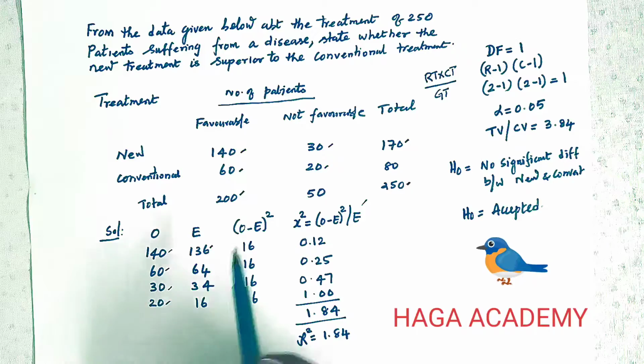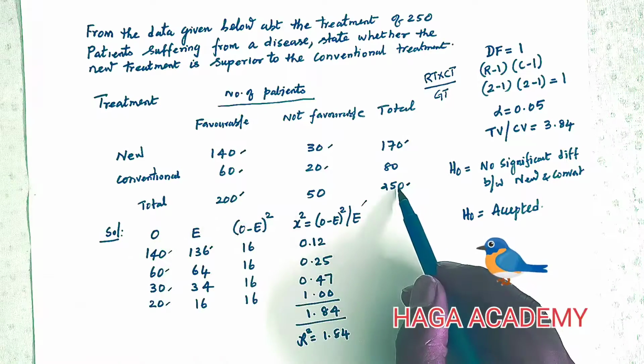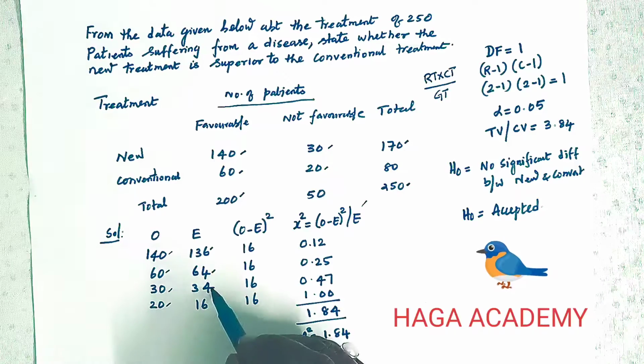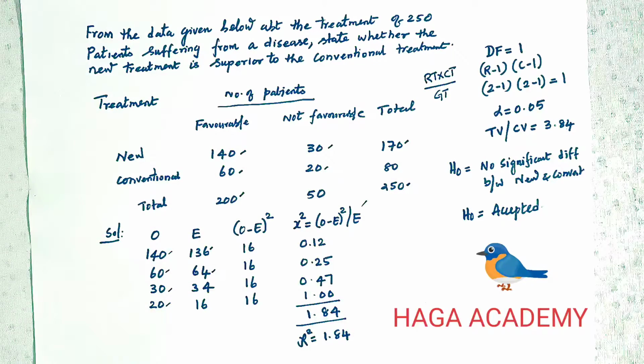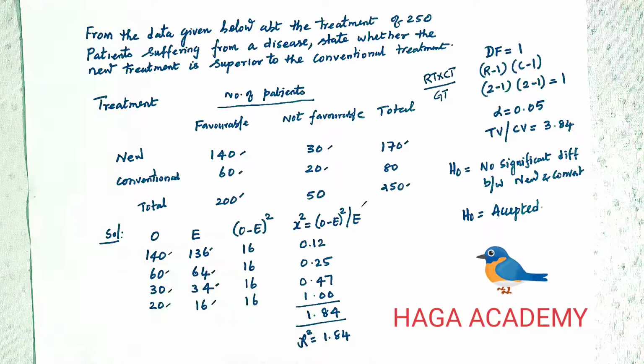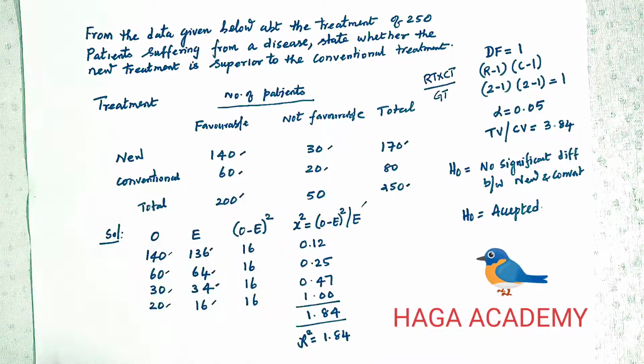Likewise, for the second data, 60, you go for 80 into 200 divided by 250. The value is 64. For the calculation, kindly do it with the help of a calculator. Easily you come to know how we reached 136, 64. Then 34, how did we reach it? The same formula, RT into CT divided by GT, row total into column total divided by grand total. Next 34 will come, next 16 will come. So now the O is available and the E is available. O is the raw data we are taking, and the expected frequency we identified with the help of RT into CT divided by GT, I mean grand total.